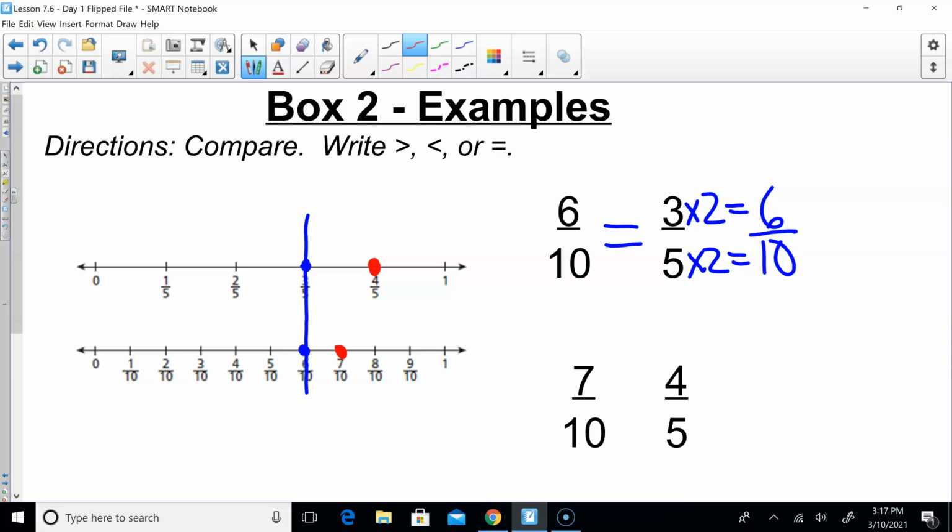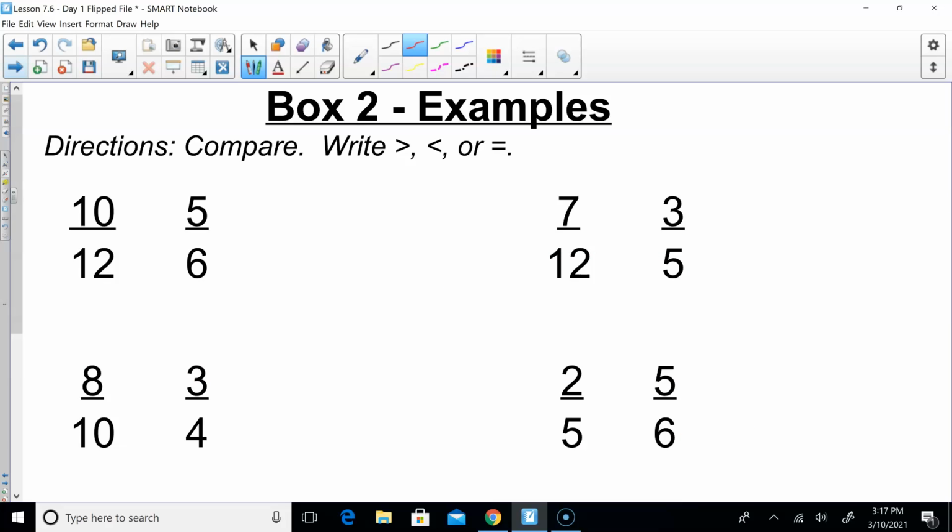So let's find out why they're not equal. Well, if we have 10 as our denominator, I know 5 can turn into 10 if we multiply it. So 5 times 2. If I do it for the denominator, I have to do the same thing for the numerator. And now I get 8 tenths. Oh, so 7 tenths is going to be less than 8 tenths or 4/5 because 4/5 is equivalent to 8 tenths. You can pause this down right now and write down these two examples to help you out.